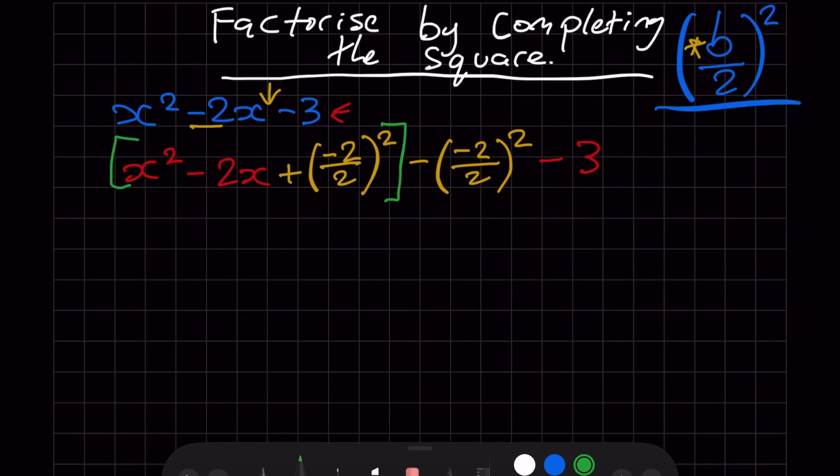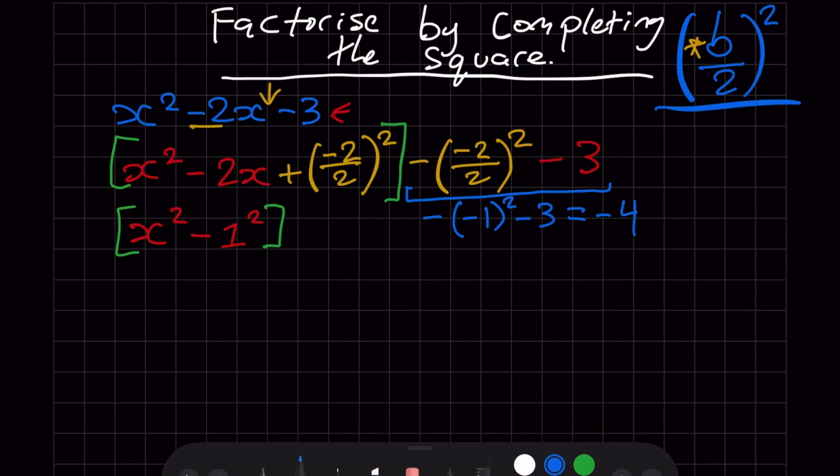These first three terms, they factorize nicely down into x squared minus 2 over 2 is 1, squared. So that is that first bit there. We want to work out what this is. So we want to do negative 1 squared, take 3. That equals, put it in your calculator, that gives you negative 4. So that negative 4 is going to go straight over there.